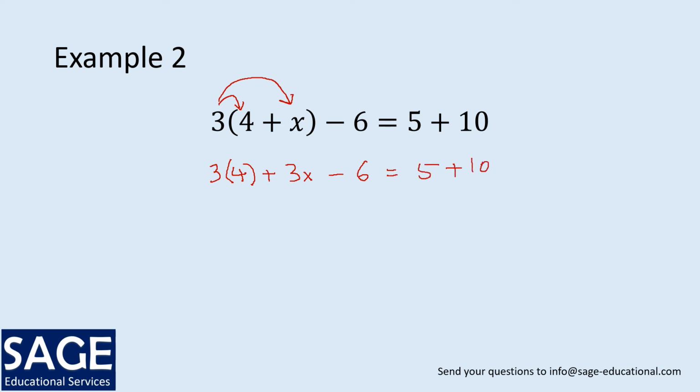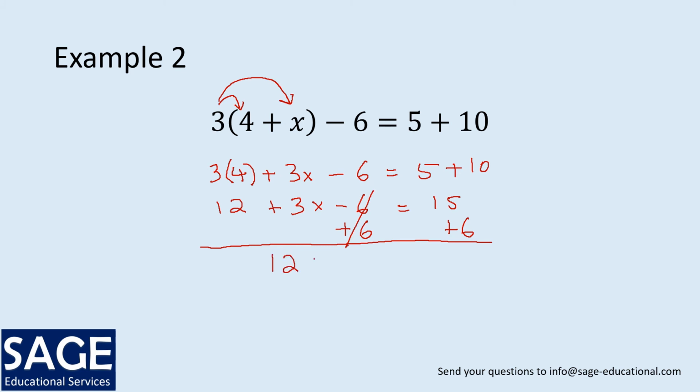Now any parts of the equation which can be simplified, I will start simplifying them. So I have 12 plus 3x minus 6 equals 15. Now the 6 is being subtracted, so I can use the addition property and I can add a 6 to both sides. And the minus 6 and the positive 6, they will add up to a 0. So I have 12 plus 3x equals 21.